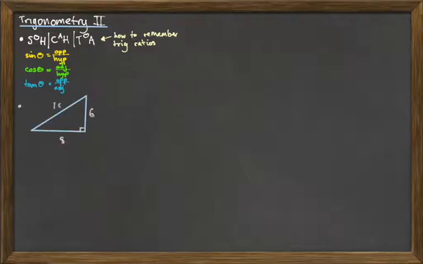Okay, so let's draw this triangle. So we've got this triangle. I've labelled the angle theta, which will be given to you in the question. The side lengths have been given. So the question is, what is the cos of theta, the sine of theta, and the tan of theta?